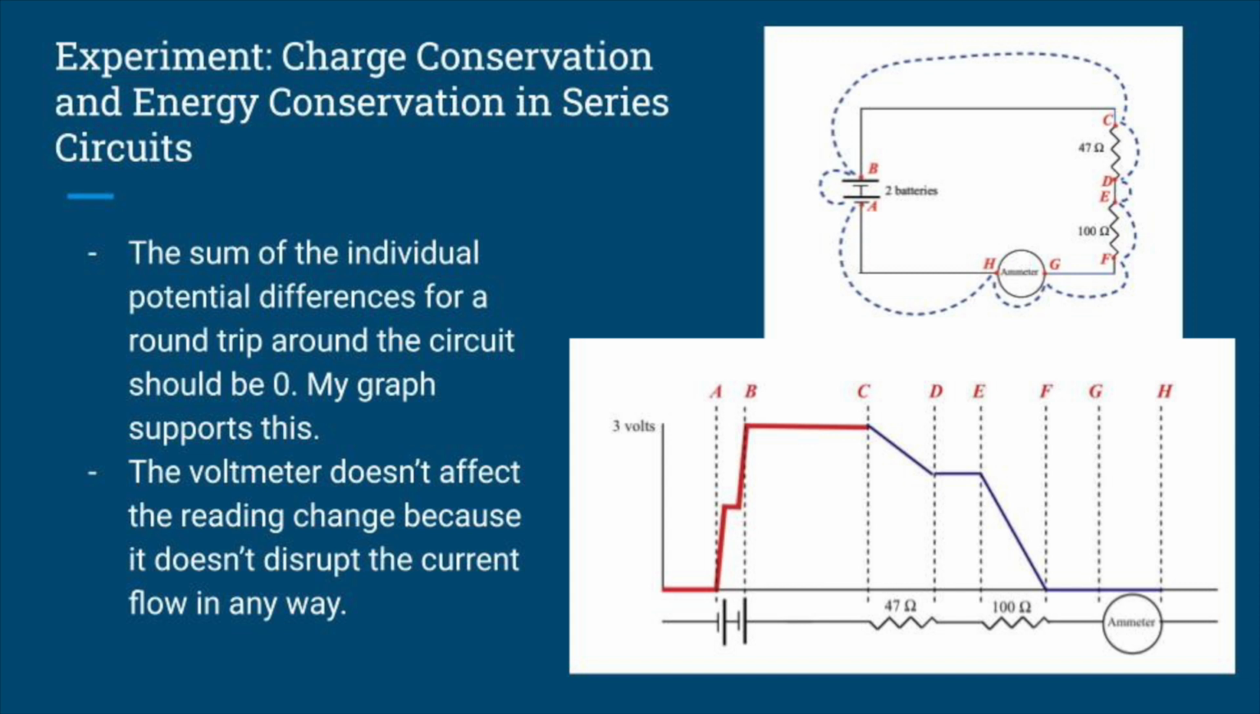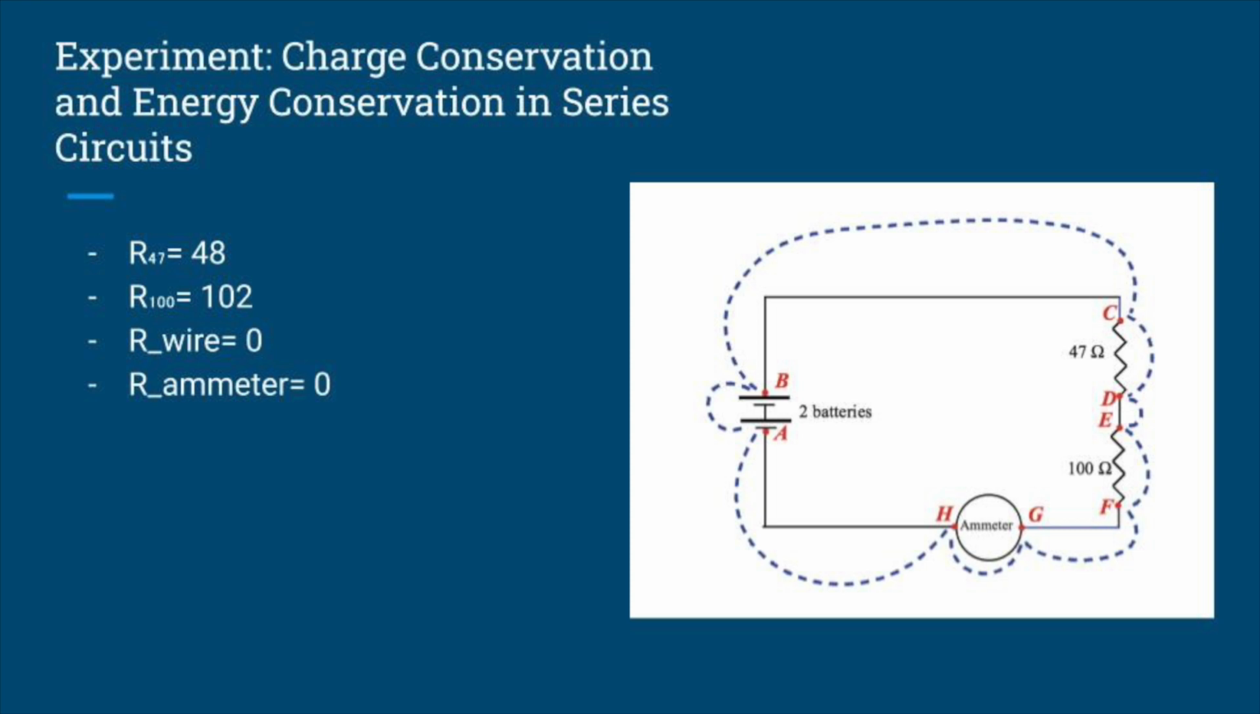because it doesn't disrupt the flow of the current, and you can see in our graph the different values from different points. We find our R47 to be 48, our R100 to be 102, our R wire to be 0, and our R ammeter to be 0 also.